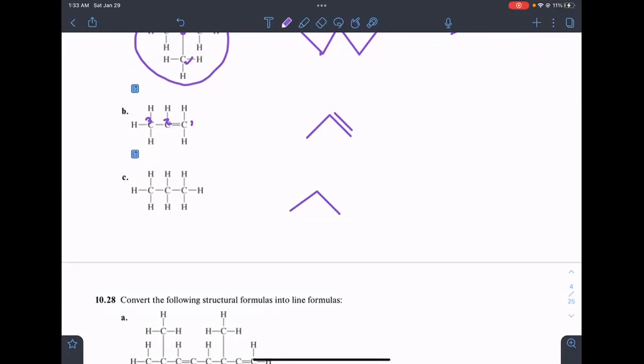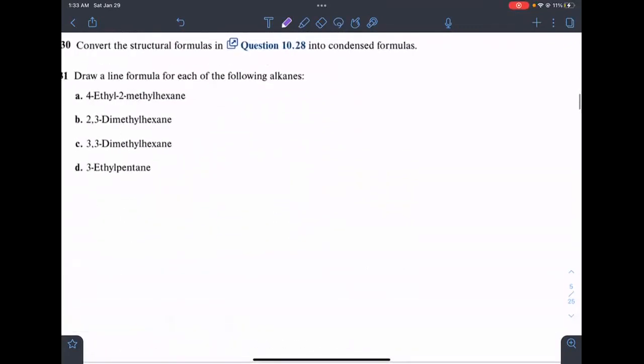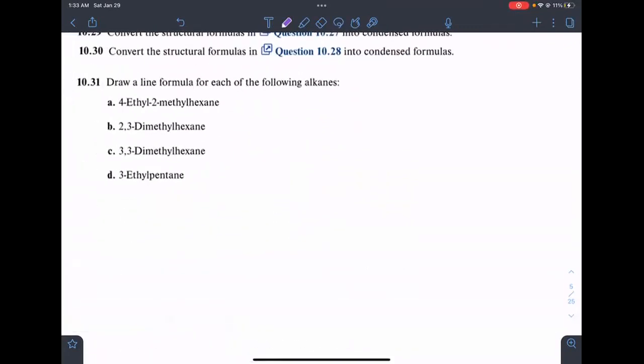Let's see, what's the next thing we wanted to do? Oh yeah, the name to the line. That was the other one I wanted to do. So that was 31. Draw a line formula for each of the following names. So look at A. We have 4-ethyl, 2-methyl hexane. Hexane tells us 6. And we know a methyl group is only 1 carbon, and an ethyl group is 2 carbons.